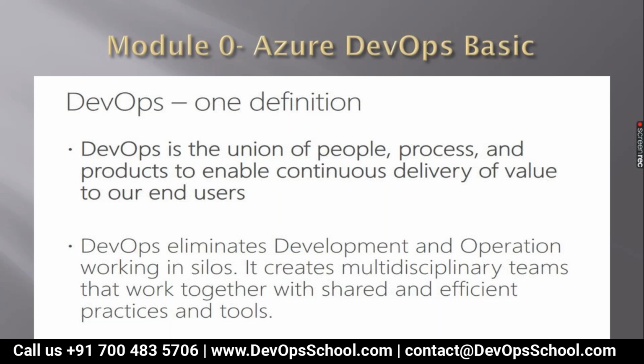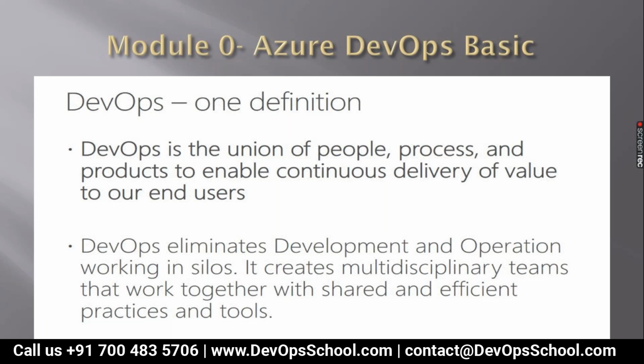So as per the definition, it is a combination or union of people, process, and products. Union of people means different teams: development teams, testing team, and operations team. Process is the DevOps approach. And products to enable continuous delivery means we are delivering our build into the target environment, that is production. Clear? So that is what we have to understand from this definition.